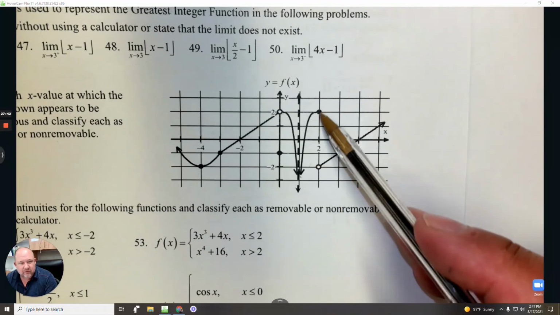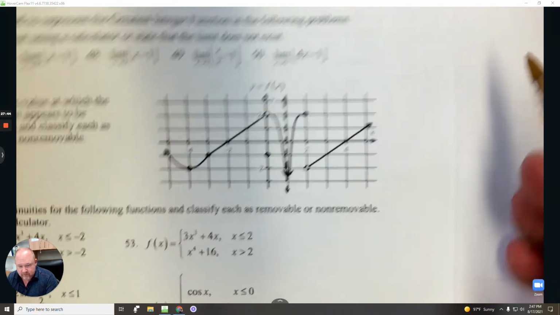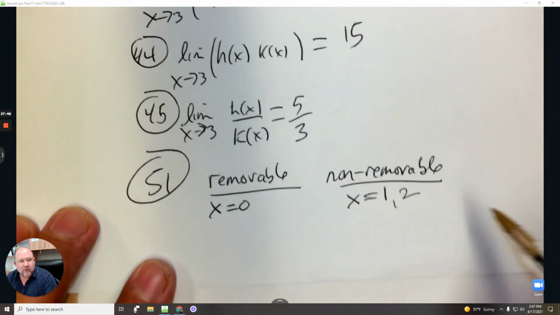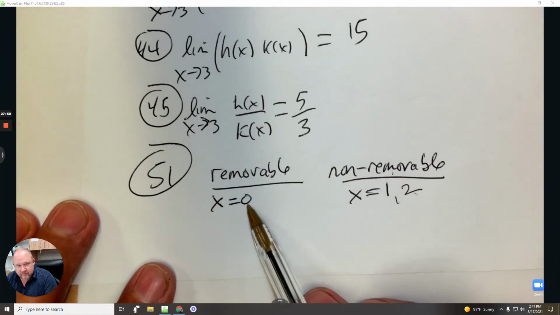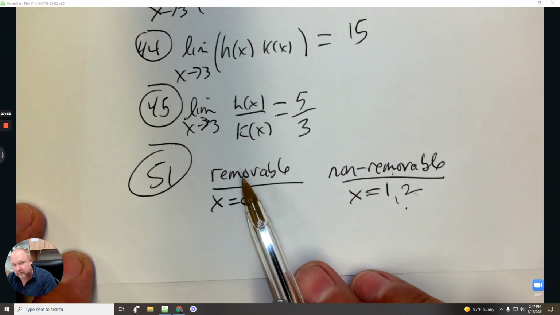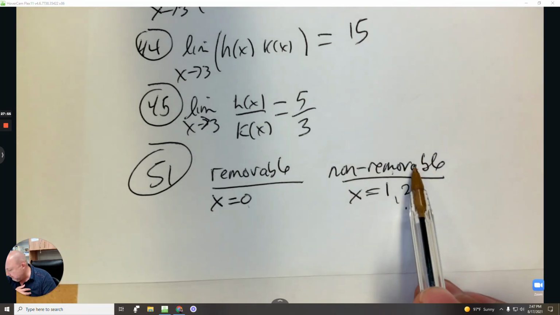And here, there's a jump. So the limit doesn't exist at a jump. So at 2, it's a discontinuity. Again, what makes it, does the limit exist or not exist, is what makes it removable or non-removable.